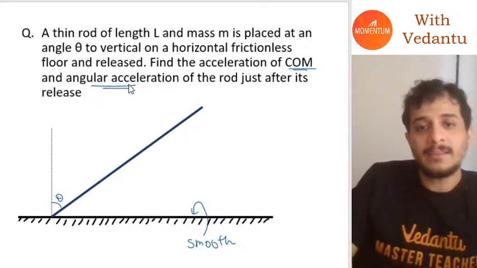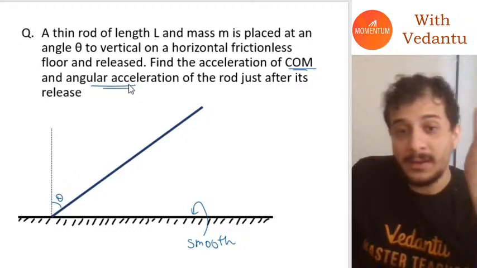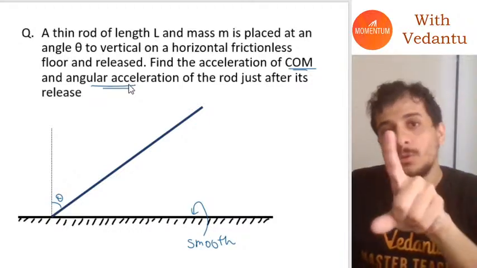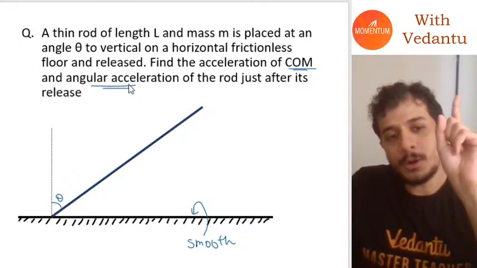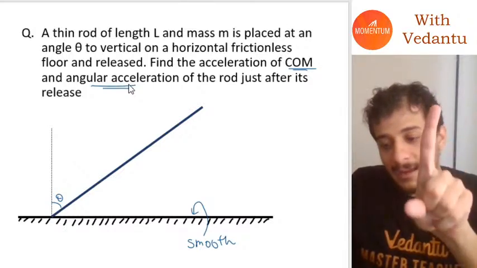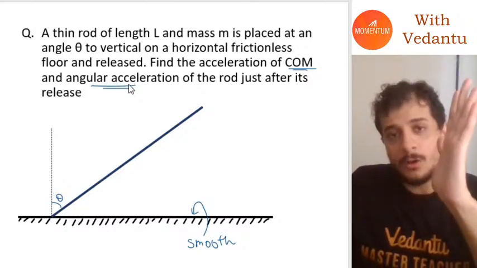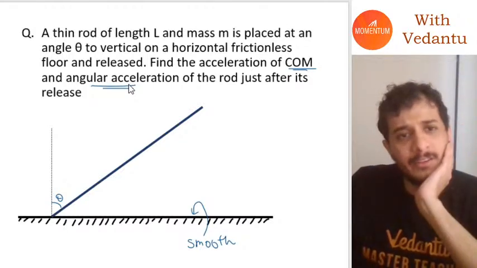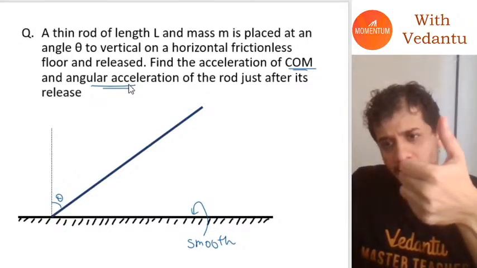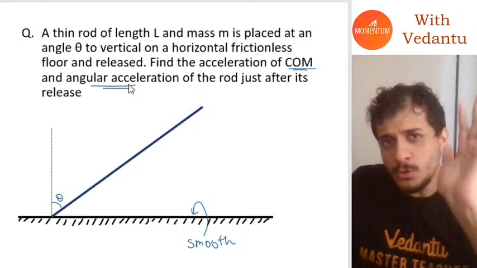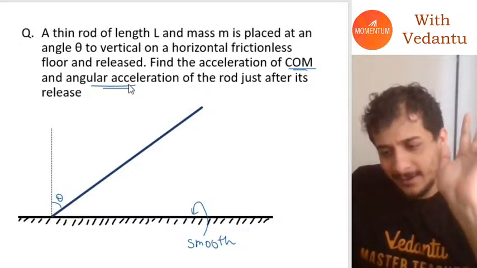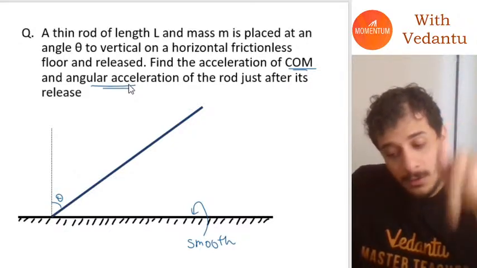Now, in general, such questions are very complicated and tricky. But what we are going to do here is use a shortcut called instantaneous axis of rotation. How many of you know instantaneous axis of rotation? If you know, please give me a thumbs up in the chat. If you don't know, please give me a thumbs up.